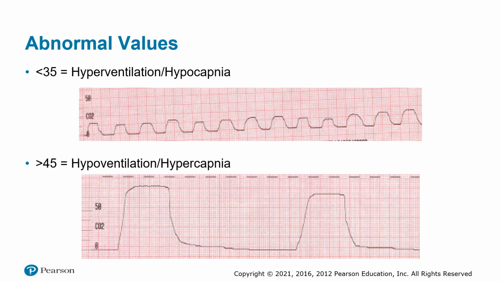Anything less than 35 equals hyperventilation. The patient is breathing fast, and it also includes hypocapnia. Anything greater than 45 is hypoventilation. The patient is not breathing as fast as they should be. They may have agonal respirations or something like that. And they're hypercapnic, which means that they are holding in carbon dioxide.